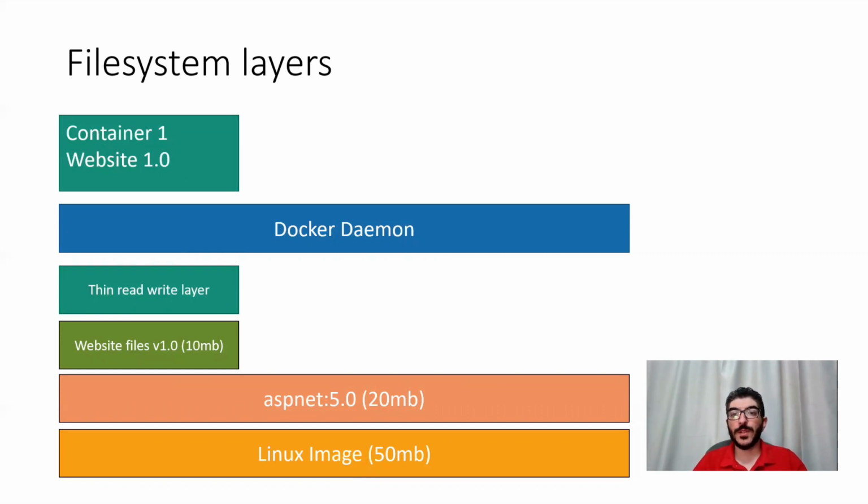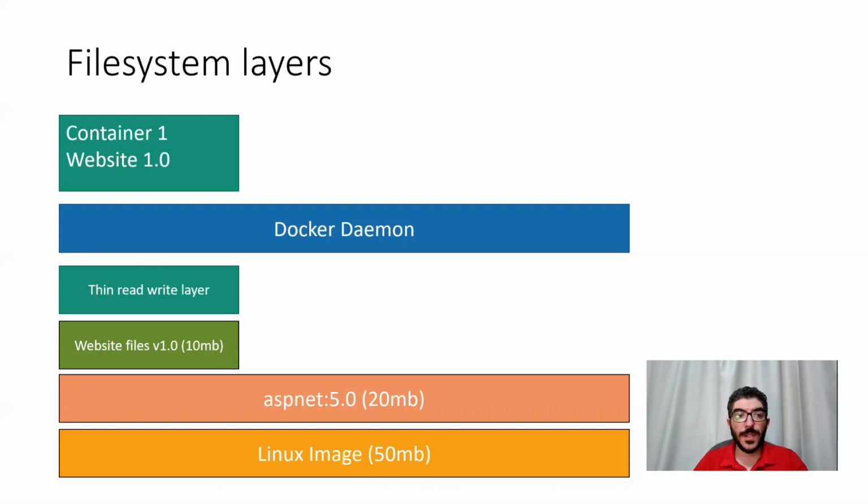The Docker daemon tries to fetch whatever file it's trying to access. Let's say it's trying to access a file from the operating system. Docker daemon will direct this request to fetch a file from the lowest Linux image layer. If it tries to access a file from ASP.NET, it will access the second layer. If it tries to access a file of my website, it will direct it to the third layer.